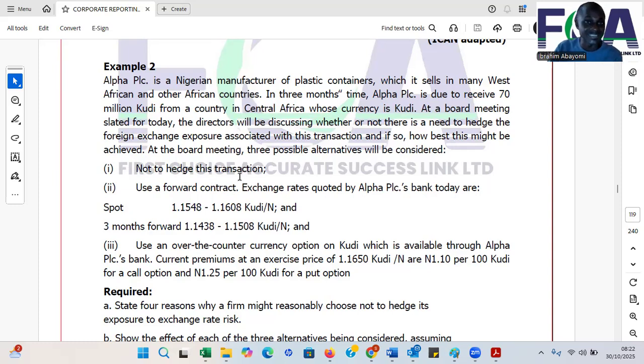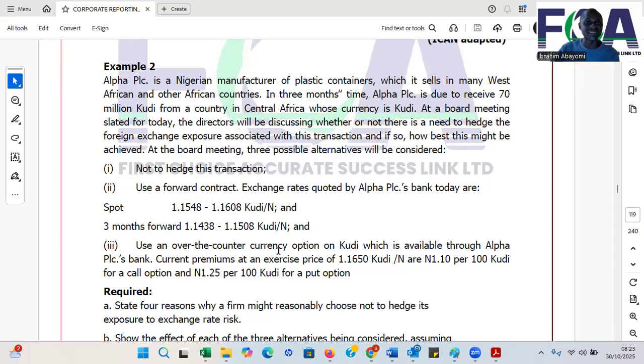One, not to hedge this transaction. Two, use a forward contract. Exchange rates quoted by Alpha PSC Bank today are spot 1.1548 to 1.1608 Kudi to 1 naira, and 3-month forward 1.1438 to 1.1508 Kudi to 1 naira.